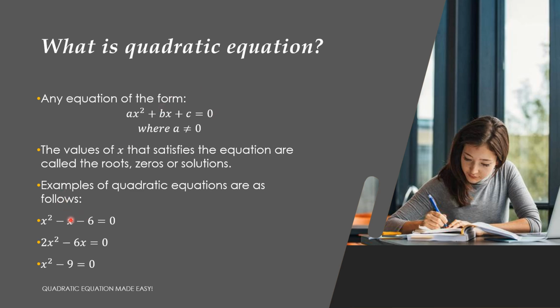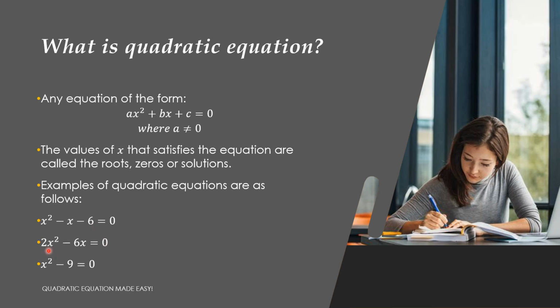So look at the examples of quadratic equations that we have here. We have x squared minus x minus 6 equal to 0. Here the coefficient of x squared is 1. It means that a is 1. Then the coefficient of x is negative 1. It means b is negative 1 and c is negative 6.